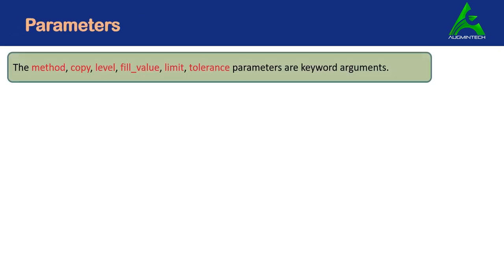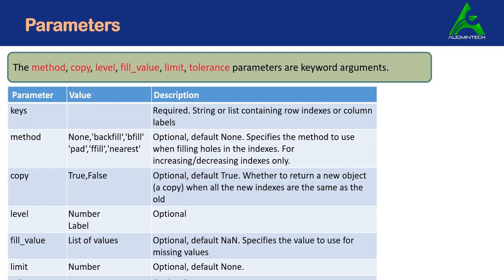Now let's have a look at the parameters. The method, copy, level, fill_value, limit, and tolerance parameters are keyword arguments. Let's have a look at the table where we see the parameters, the corresponding value, and the description. So keys is a required parameter. It's a string or list containing row index or column labels. And then we have the parameter method, and it could take values like None, pad, ffill, nearest, backfill, and bfill. It's optional, and the default value here is None.